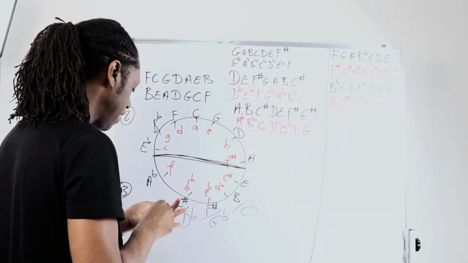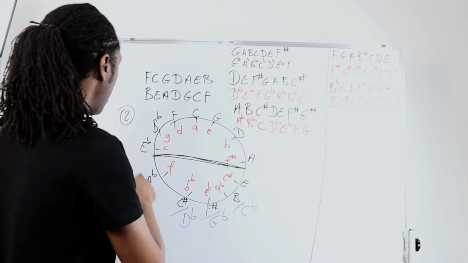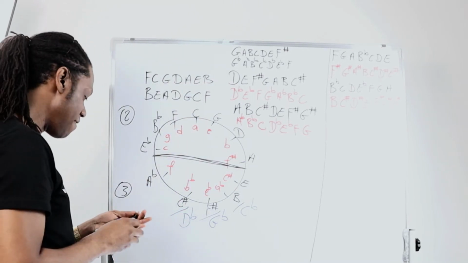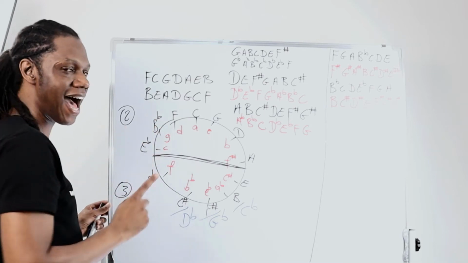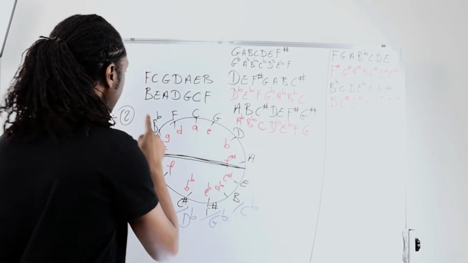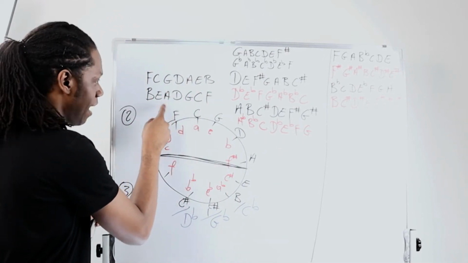Moving right along. So now we are going to go to E flat major, and E flat must have 3 flats. B flat, E flat, and A flat.